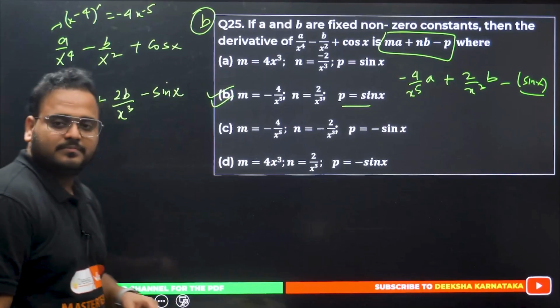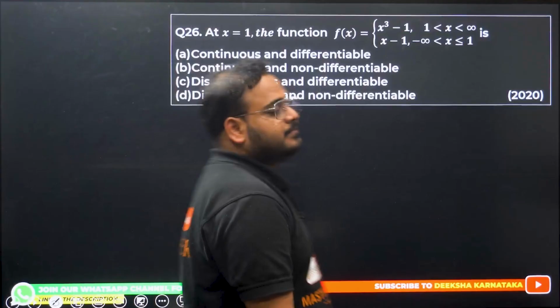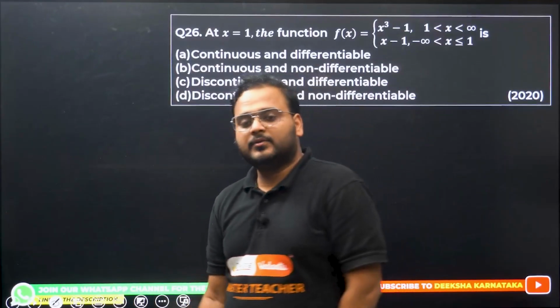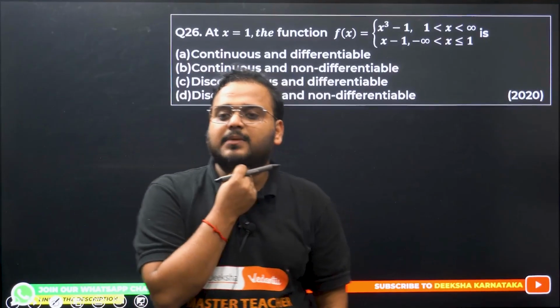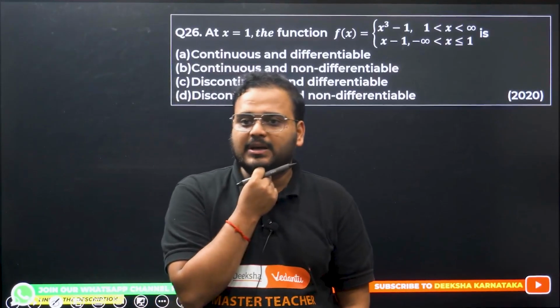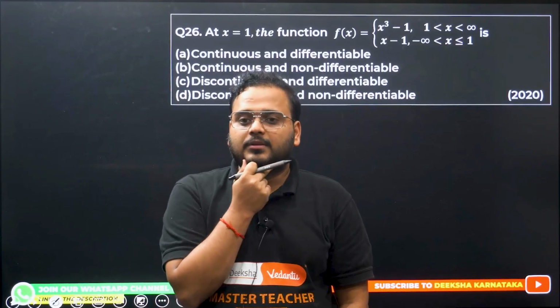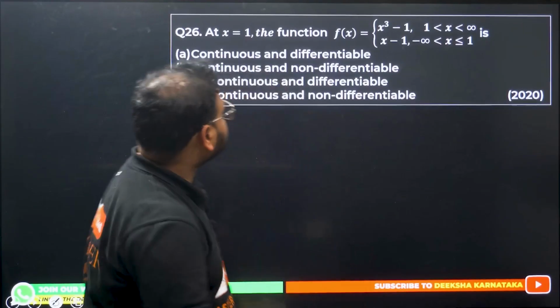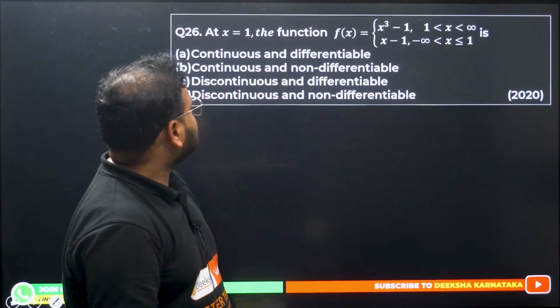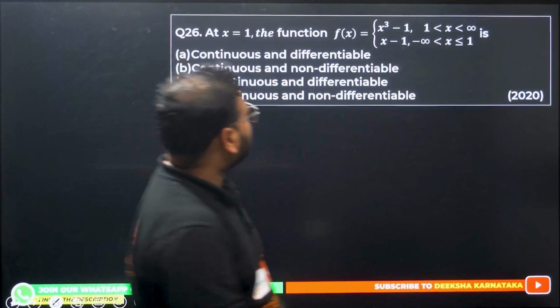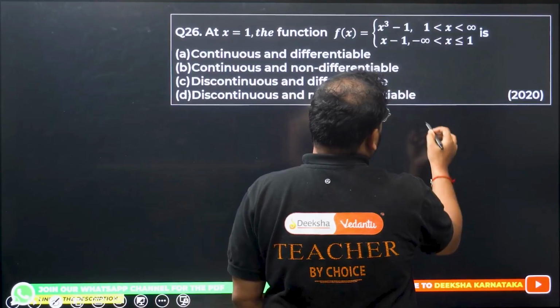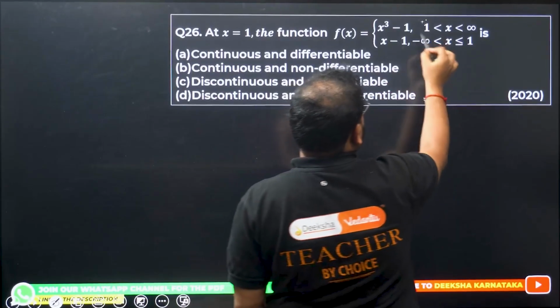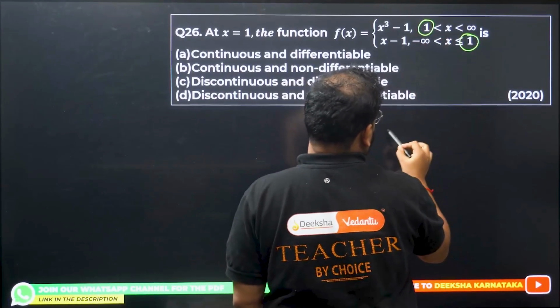Let's move on to the next question. Okay, so question number 26, have a look. At x equals 1, the function f(x) equals x cube minus 1 from 1 to infinity, and x minus 1 from minus infinity to 1, should be continuous, differentiable, what? Let's check for continuity. I think it's continuous only. If you check over here, what are you going to get? Find the limit value at the point 1.